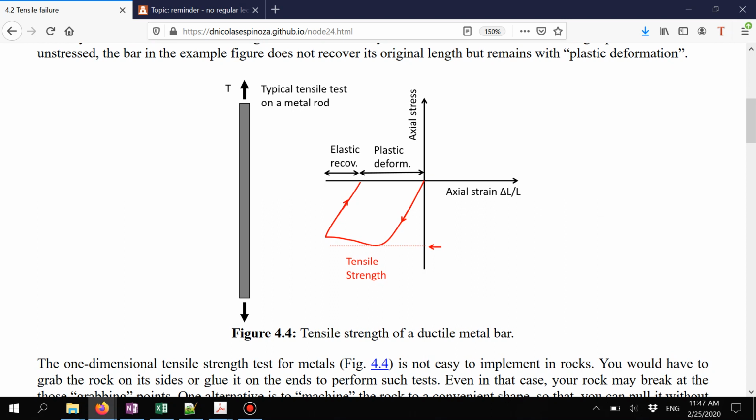Well, this looks like a very simple test, but we cannot apply it as it is here for rocks, because it's quite difficult to get a rock to look like a rod, like a long rod. And even if we were able to do that, it's quite difficult to grab it from the ends, because if you want to grab it with some, let's say, steel jaws or something like that, you're probably going to do some damage to that rock already. So it is really not easy to do this with rocks.